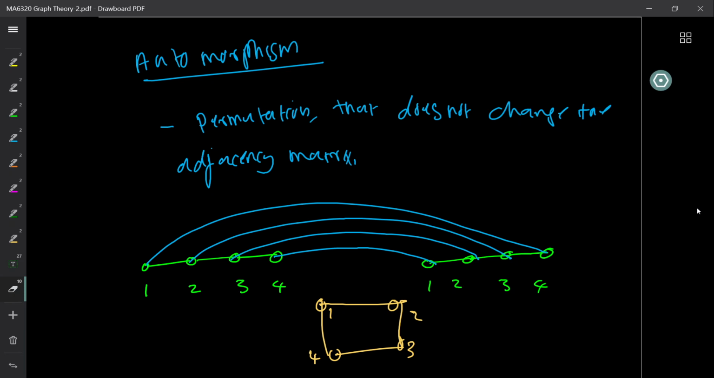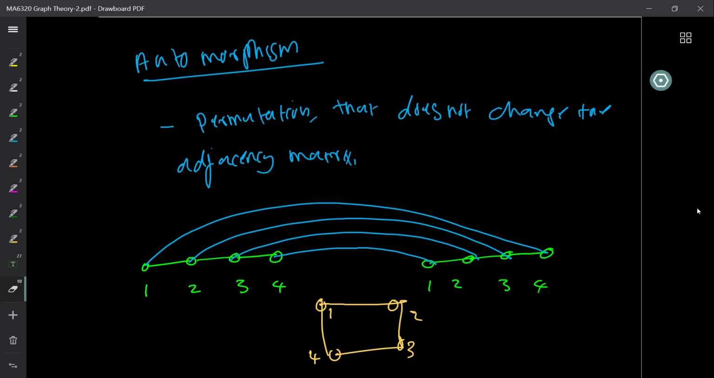So you just take the reflection, you get the isomorphism, and basically 1 goes to 4, 2 goes to 3, 3 goes to 2, and 4 goes to 1. This is the only other isomorphism between the graph and itself.